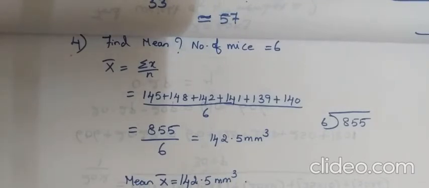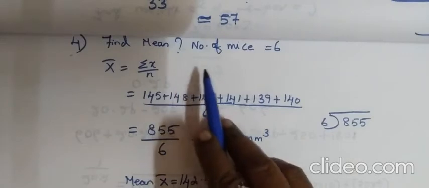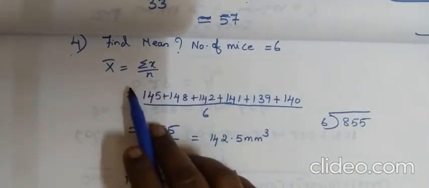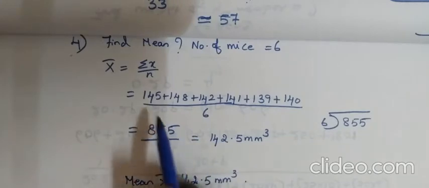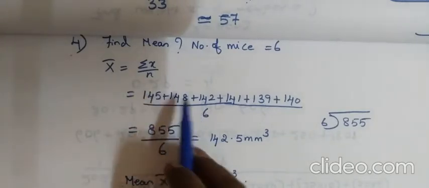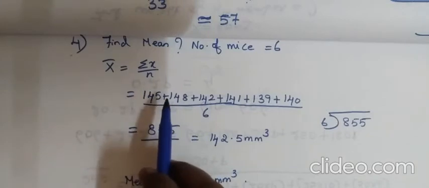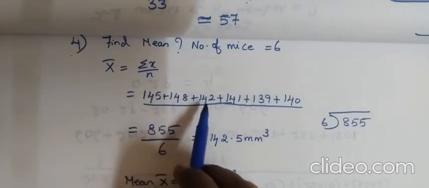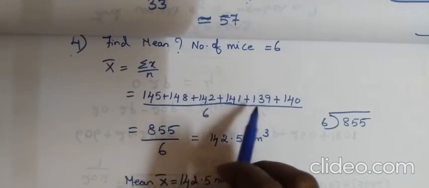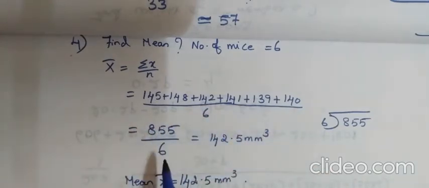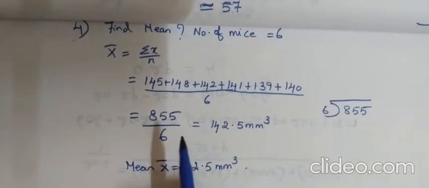The first mouse tumor is 145. Second mouse 148. Third mouse 142. Fourth is 141. Fifth mouse 139. Sixth mouse 140. Find the mean, arithmetic mean. So here number of mice is 6. X bar is equal to summation x by n. N is nothing but 6. The summation x is nothing but the tumor values we have to add: 145 plus 148 plus 142 plus 141 plus 139 plus 140. If you add together, it will be 855 divided by 6.